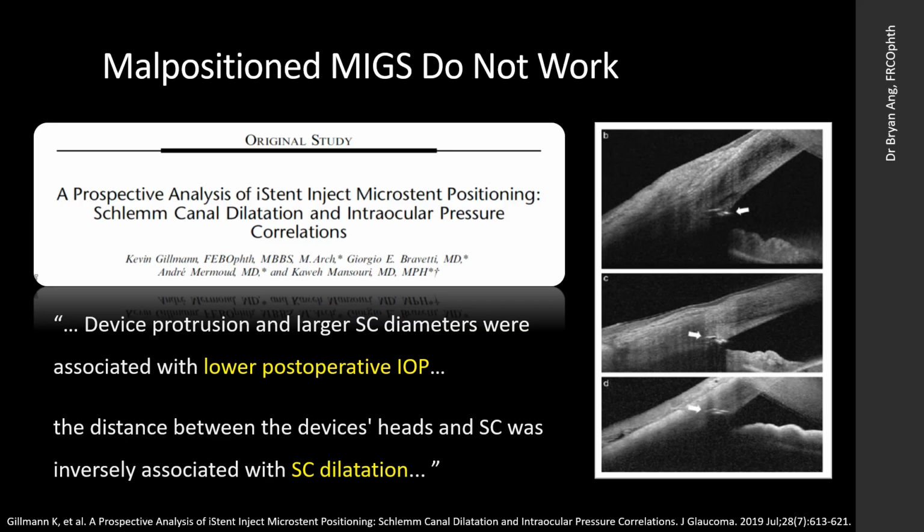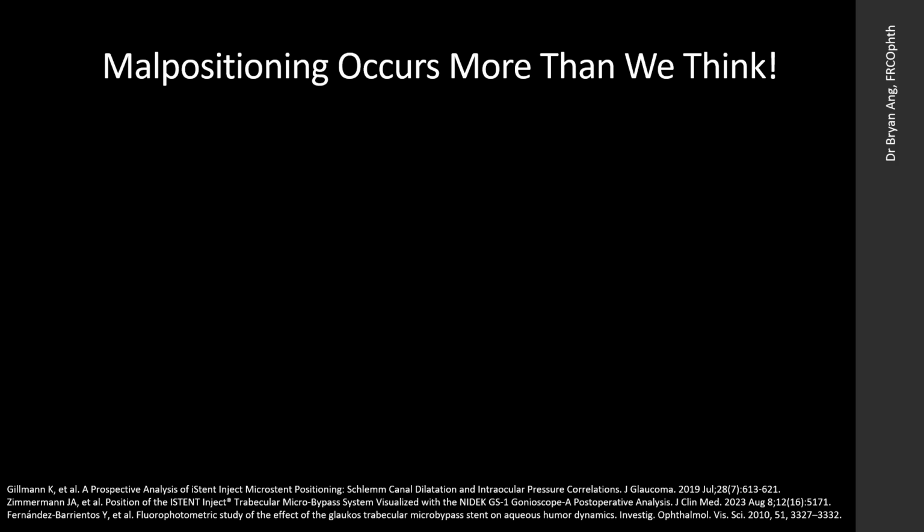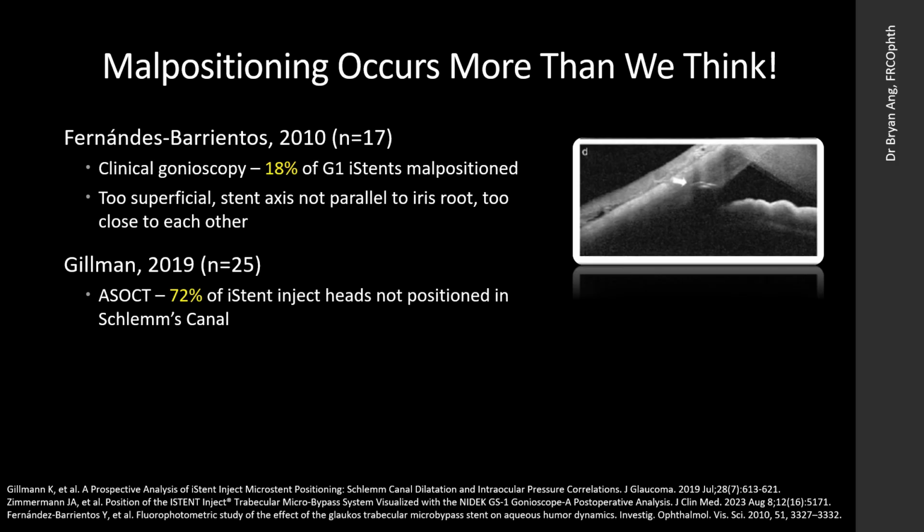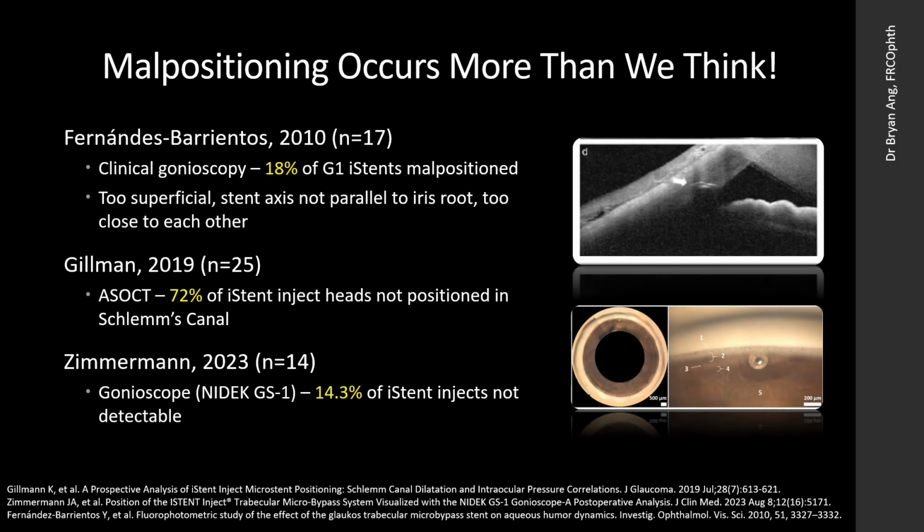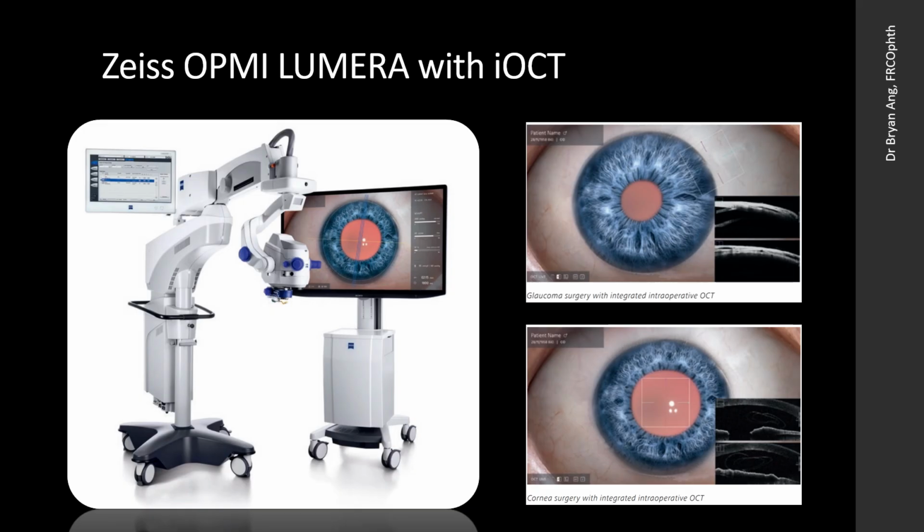But unfortunately, malpositioning occurs more than we think. Studies using clinical gonioscopy, the ASOCT, or the gonioscope have revealed that a greater percentage of iStent devices may be malpositioned than previously thought. This is where the iOCT may play an important role in MIGS. In my clinical practice, I use the Opmi Lumera with the iOCT from Carl Zeiss.